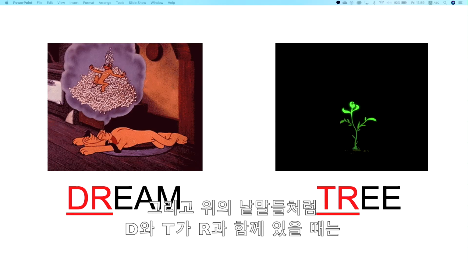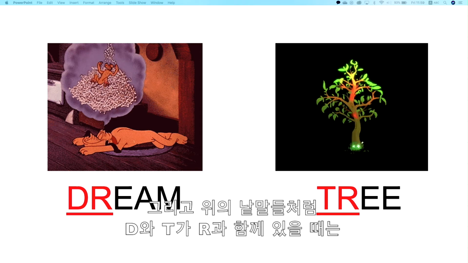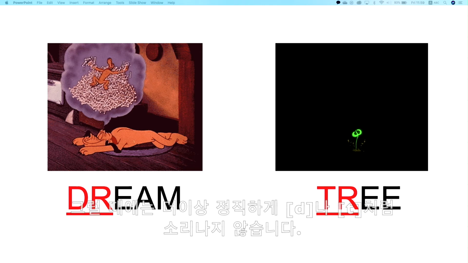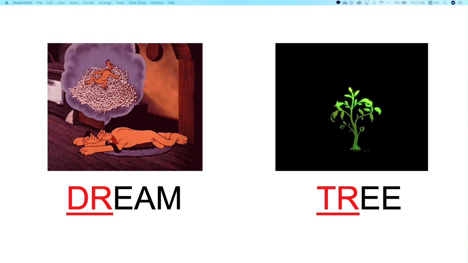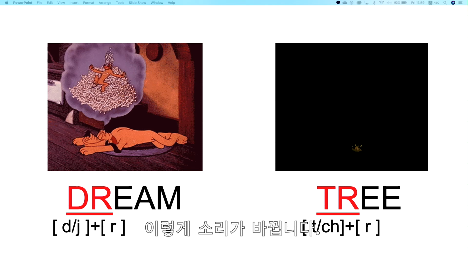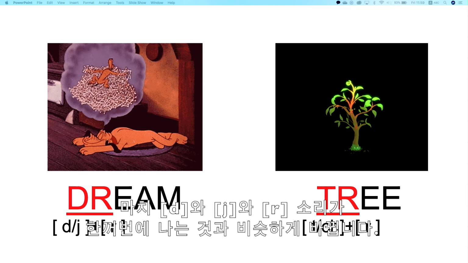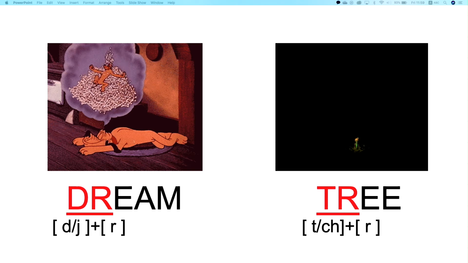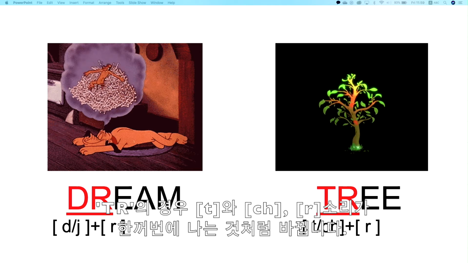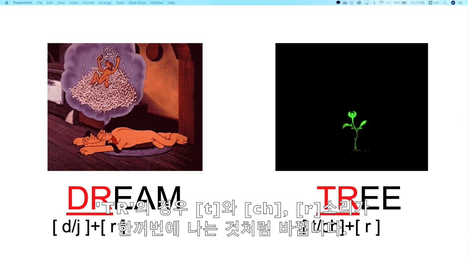And when the letter T or D is going together with R, like dream or tree, then their sounds are changing. They don't sound like T or D anymore. They sound like dream and tree. It seems that D and J and R sounds are going together. For TR, T plus CH sounds and R sound seems going together.